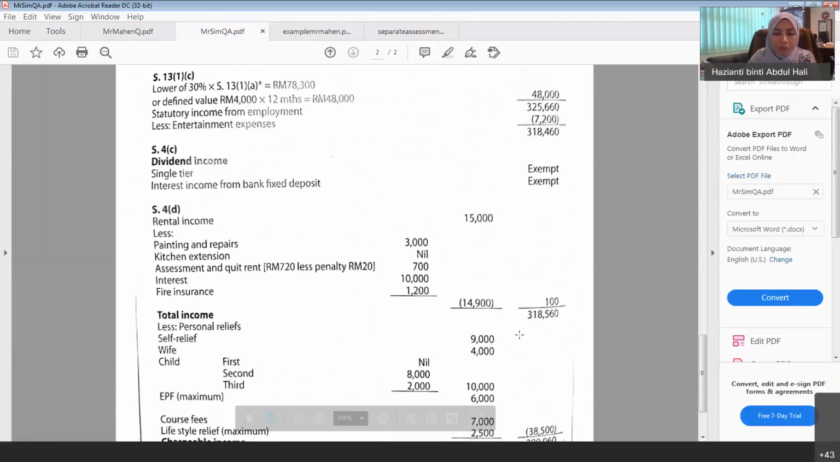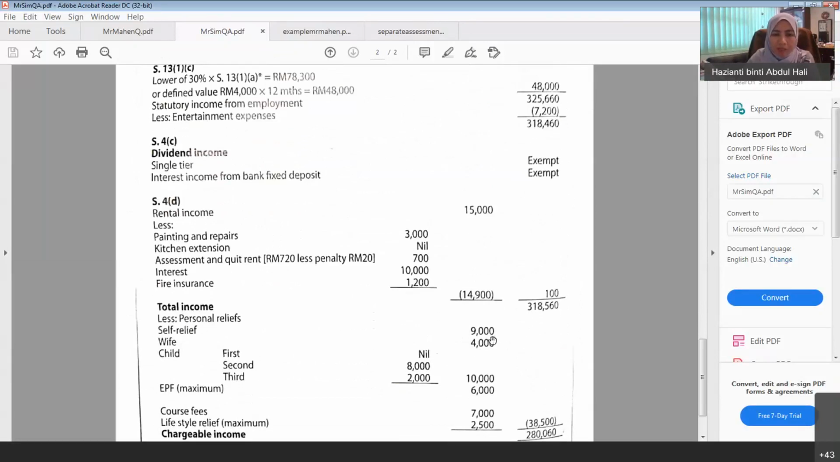Alright, so for the personal relief of Mr. Sim, he gets a personal relief of 9,000 and a wife relief of 4,000. The first child, why no relief? Already married. The keyword is married, so there is none. The second one, studying at university, 8,000. The third one, still in school, 2,000. His EPF maximum is 6,000. This is the assessment year 2018. In 2019, the maximum for EPF and life is 7,000. So for now, 2018, it is still combined EPF and life insurance.